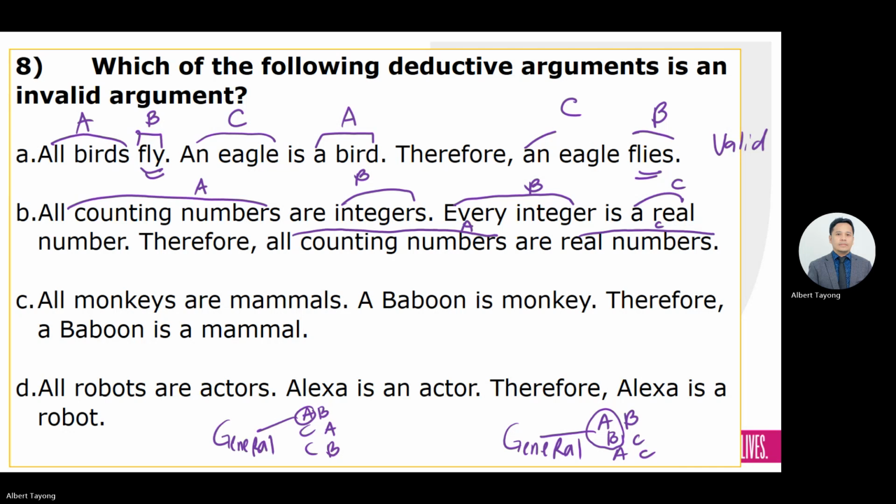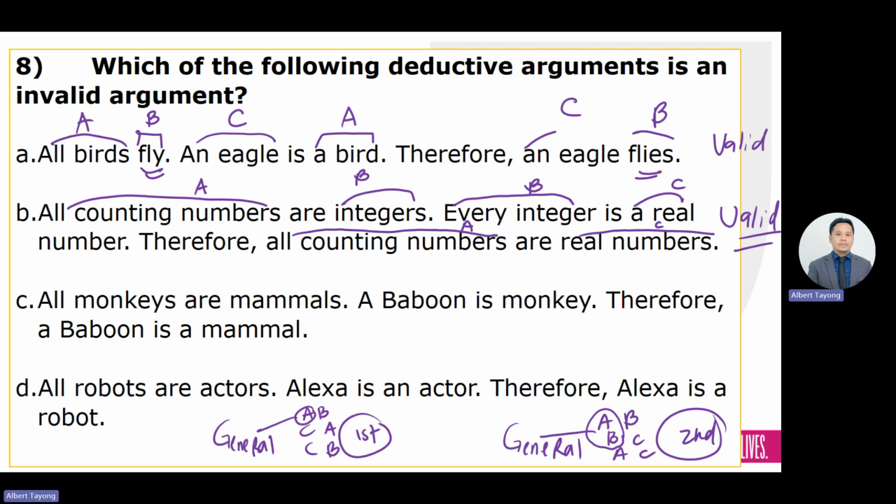Why? Because if the premises are true, the conclusion cannot be false. That's the meaning of a valid argument. Here, all birds fly, if this is true. An eagle is a bird, therefore an eagle flies. So assuming that the premises are true, then the conclusion cannot be false. The second one is also valid. It is using the second valid form.